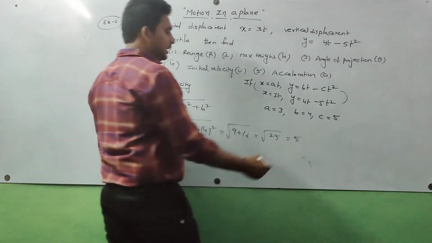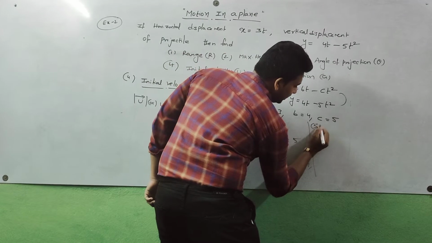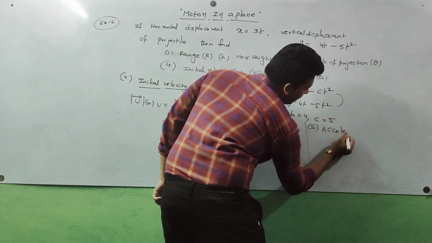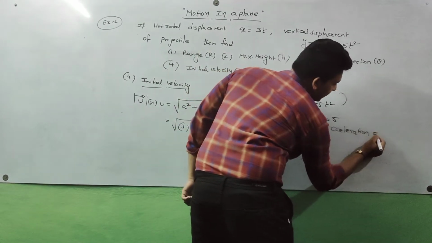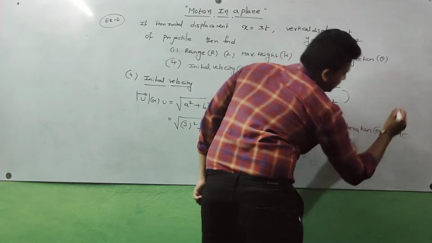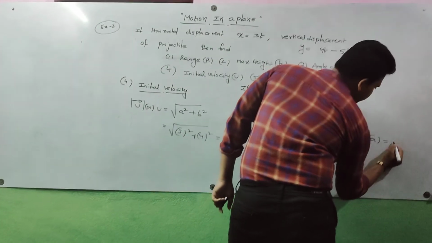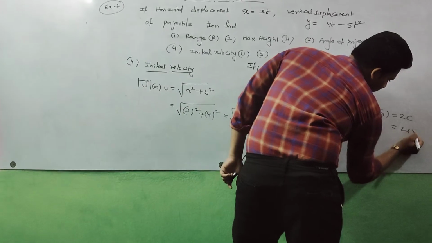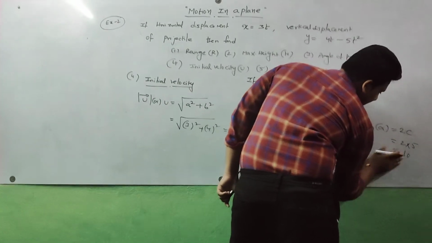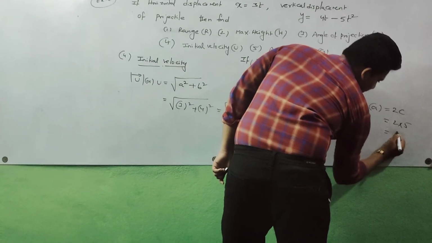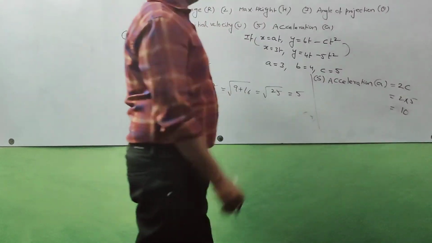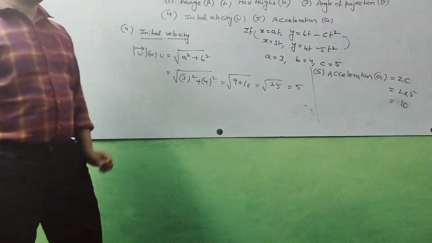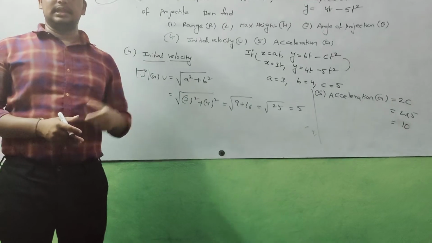Then the fifth one is acceleration. Acceleration a is equal to 4c. Sorry, a is equal to 2c. That means 2 into 5, 10. Acceleration is equal to 2c. That means 2 into 5, 10. So what is acceleration here? 10 is acceleration. I hope you understood this lecture.